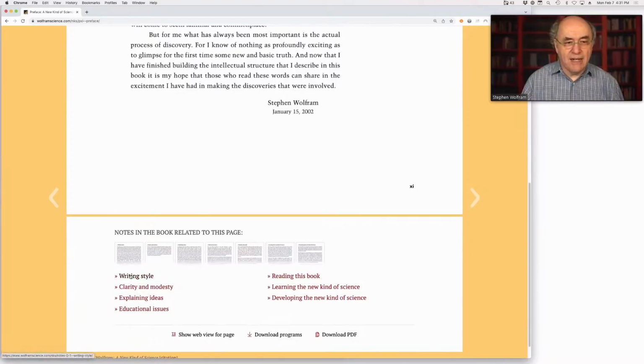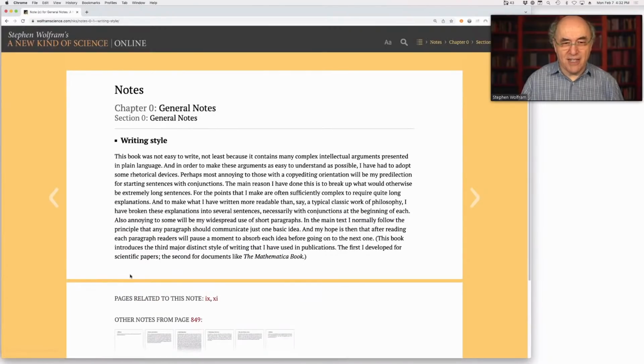I had a bunch of notes. Some of these get pretty nerdy, actually. I was looking at these earlier, and I have to say, this is a really nerdy one. This must have been a consequence of my editing staff and me explaining that in writing the book, I had to adopt some rhetorical devices. "Perhaps most annoying to those with a copy editing orientation will be my predilection for starting sentences with conjunctions, something which I have not changed. But the main reason I've done this is to break up what would otherwise be extremely long sentences."